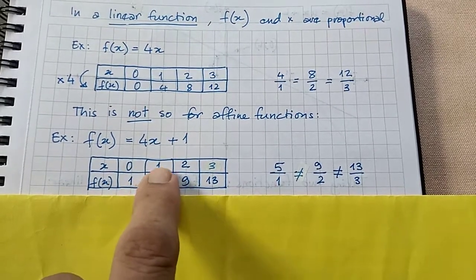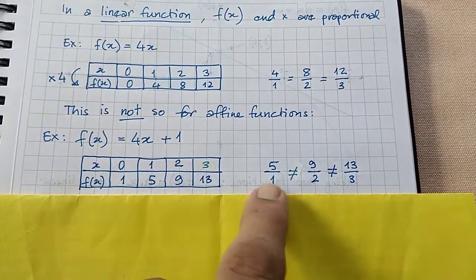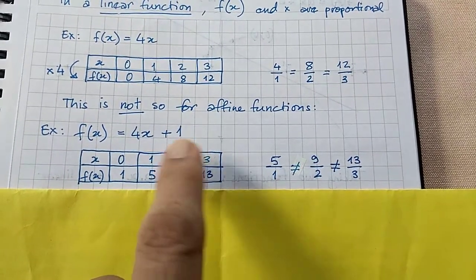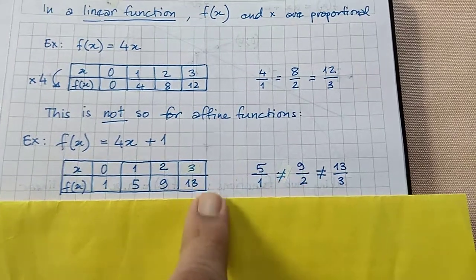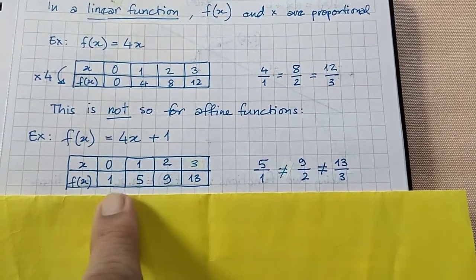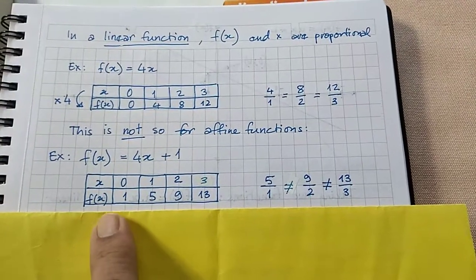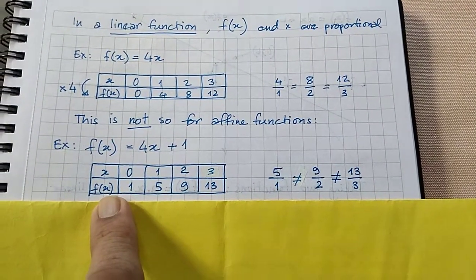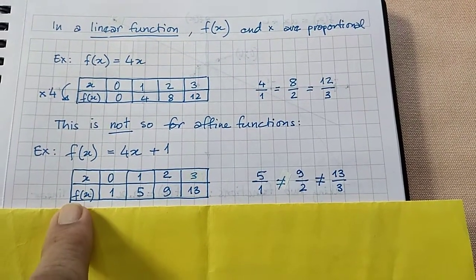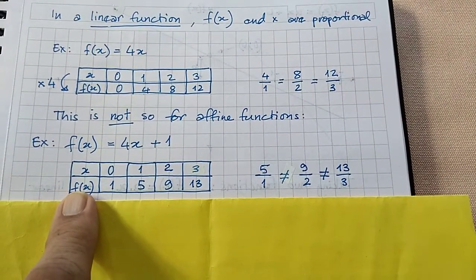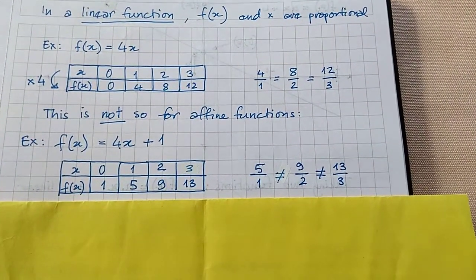Here you see they are not proportional. 5 over 1 is not equal to 9 over 2, is not equal to 13 over 3. So in any affine function, unless it is a special case of a linear function, the output is not proportional to the input. F of x is not proportional to x.